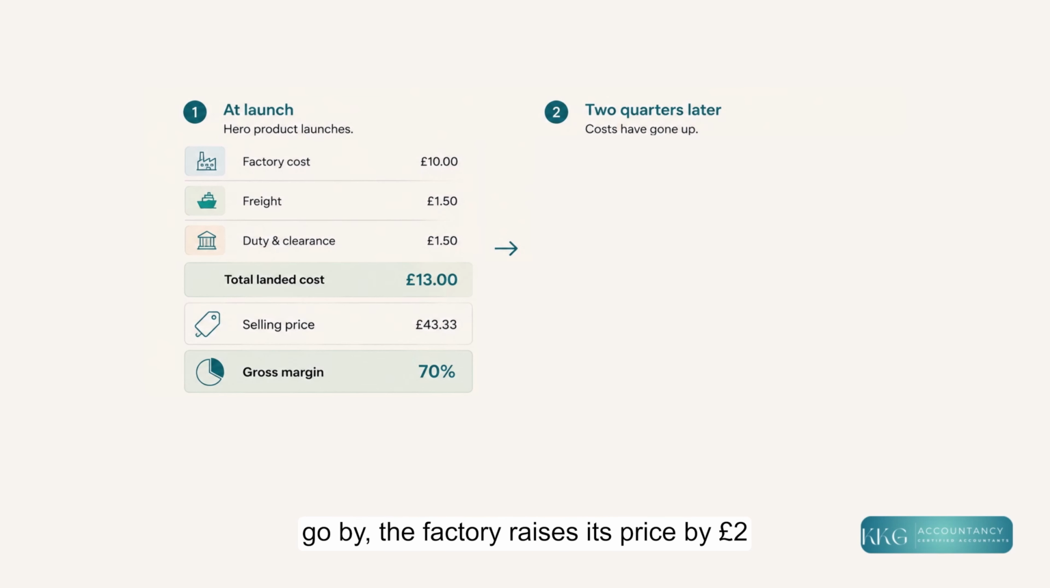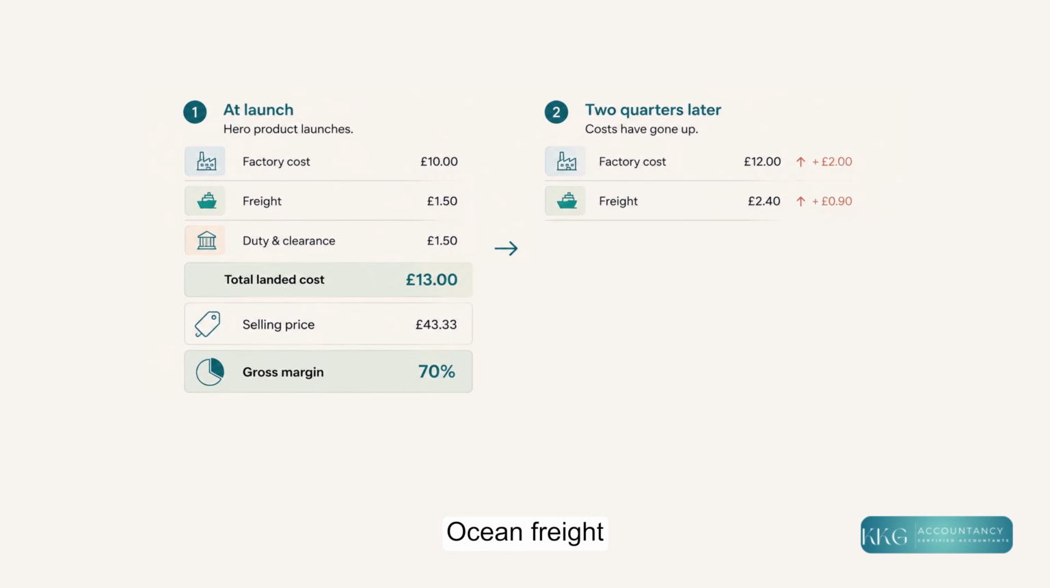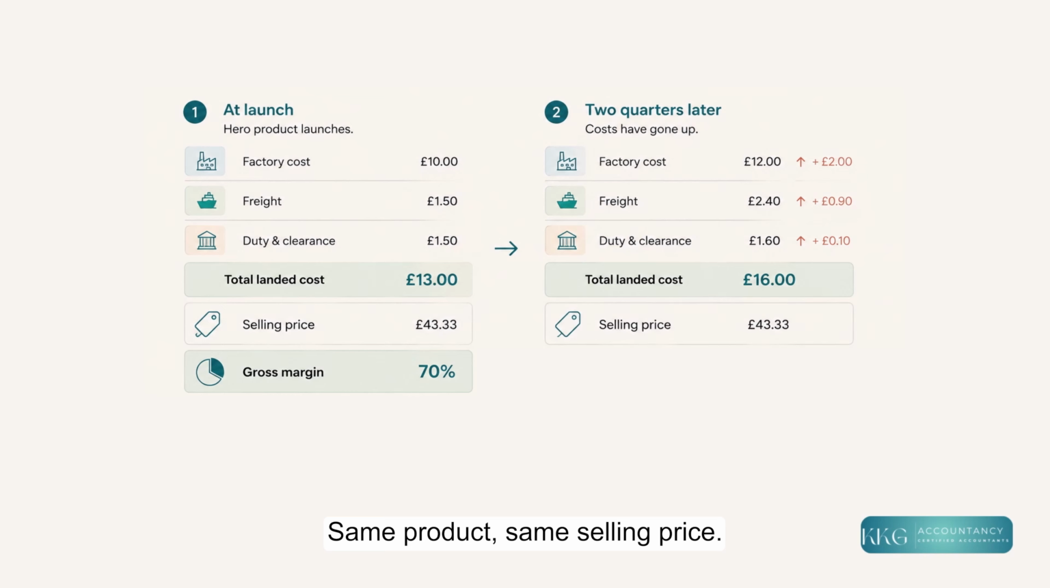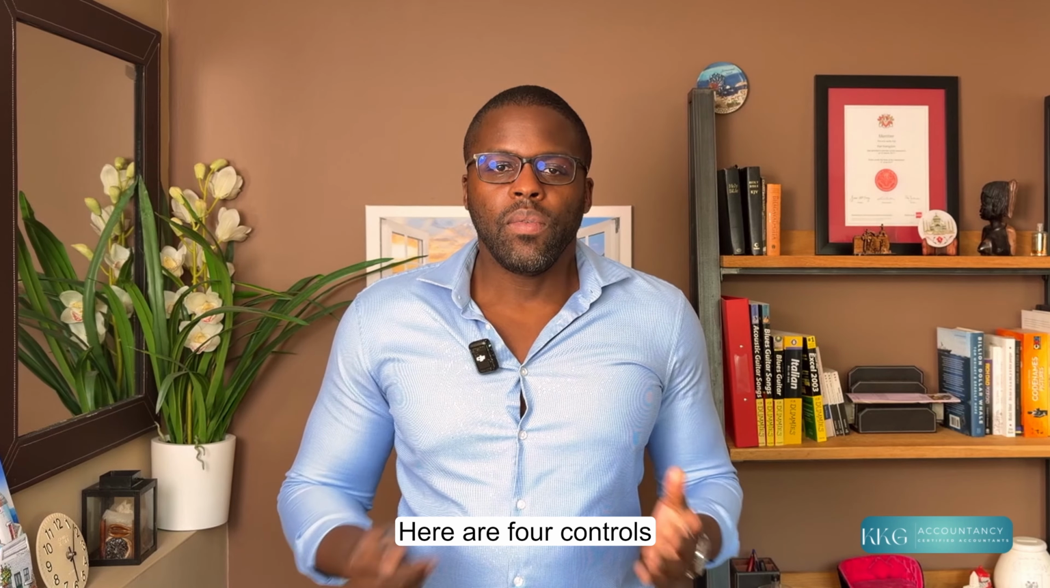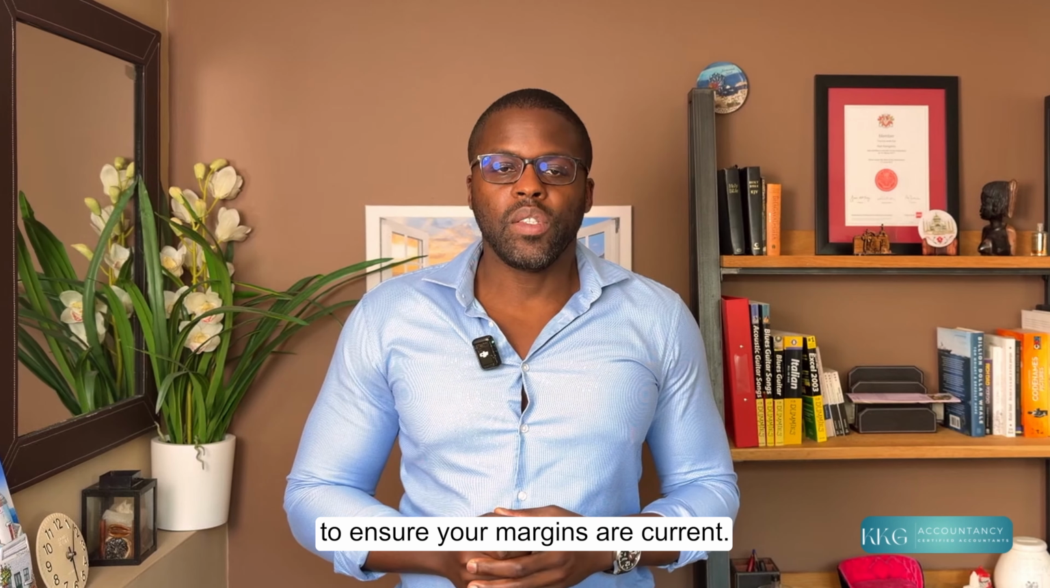Then 2 quarters go by, the factory raises its price by £2 because of a raw material shortage. Ocean freight increases by 90 pence per unit, your duty fees are now higher too. When you add it all up, the real landed cost isn't £13 anymore, it's £16. Same product, same selling price, but the margin you think is 70% is actually 63%, and the management accounts never showed it. Here are 4 controls you can implement to ensure your margins are current.